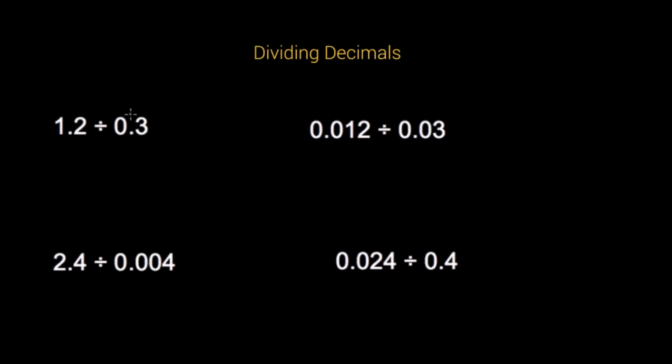We move the decimal point in front of the 3 to after the 3, so that we become divided by 3. Whatever we do to the first number, we have to do to the second one. So we go to the 1.2 and we move the decimal point exactly the same amount of places. So 1.2 divided by 0.3 now becomes 12 divided by 3. A very simple problem. And the answer to that we know is 4.